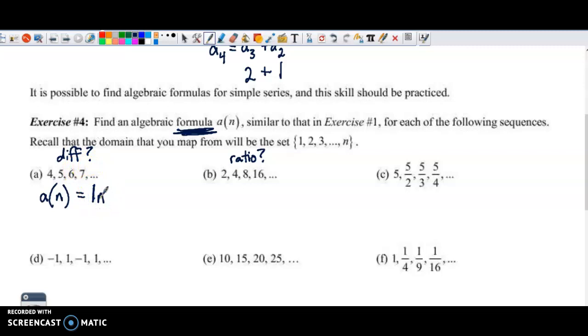So it's 1n. Let me make that look like a 1 instead of natural log. So 1, because that's the difference, times n. But the thing is, if I plugged in 1 for n right now, I wouldn't start at 4. I would be at 1. So what could I add to 1 to get up to 4? Well, I could add 3 to it.